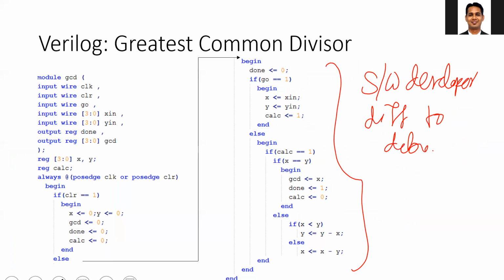Because if something goes wrong, it is very difficult for someone to debug the code. Also, the problem is that there is no standard way of developing the architecture for the algorithm. Suppose that tomorrow I give you some other algorithm, there is no standard way that I follow this set of steps and I get the Verilog code. No, there is no standard way.